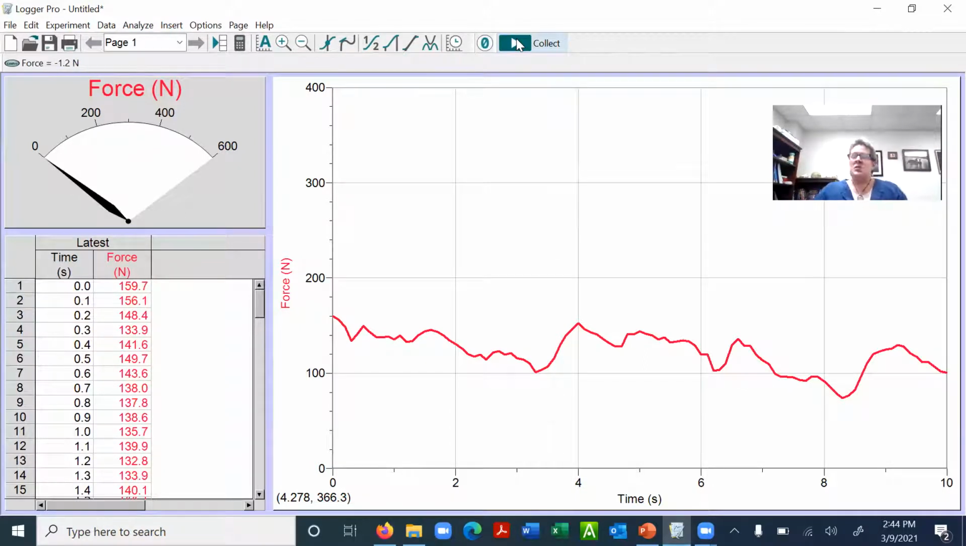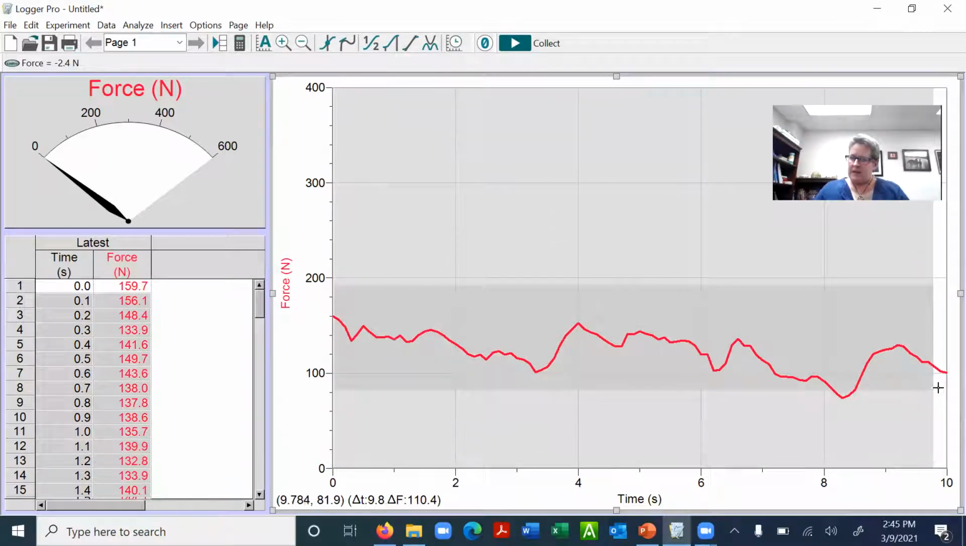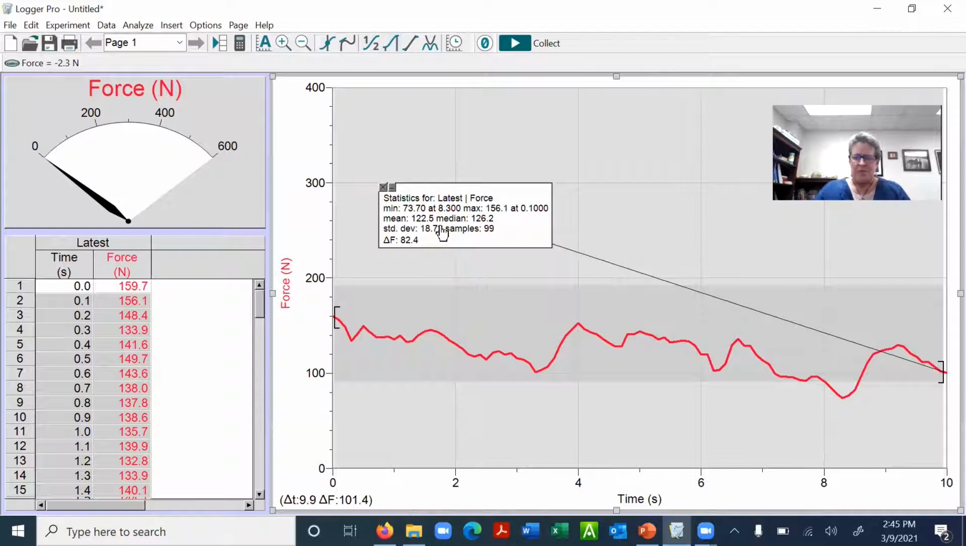To calculate my mean force, which is what I'm going to record, I click and drag and highlight the entire section, and I go up to the statistics button, which I'm looking for. I don't know where it is, so I'm waiting for it to tell me. Curve, maybe it's this, integral, statistics, there it is. My mean force for my left hand, my non-dominant hand, was 122.5. I'm going to make a note of that.